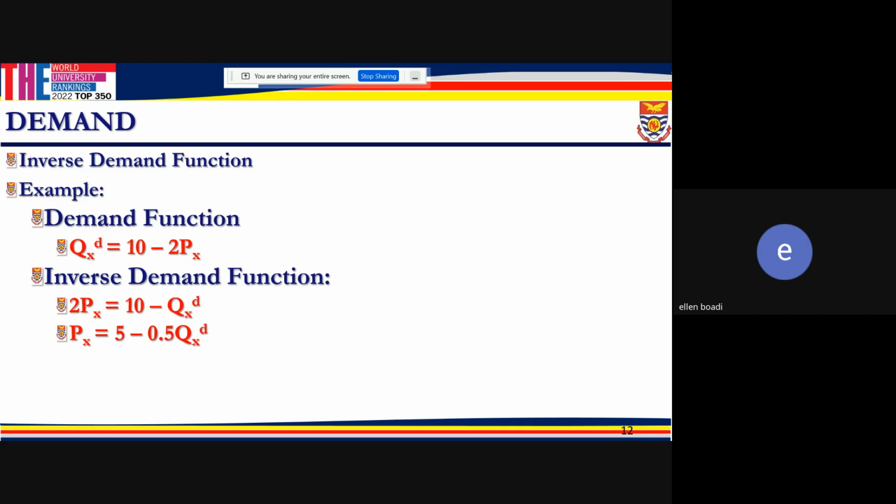For instance, the demand function is QD is equal to 10 minus 2PX. So the quantity demanded of commodity X is equal to 10 minus 2PX. That is the demand function. If we change the subject and make price the subject, the same function, but rewritten so that price moves to the left-hand side, we call this the inverse demand curve.